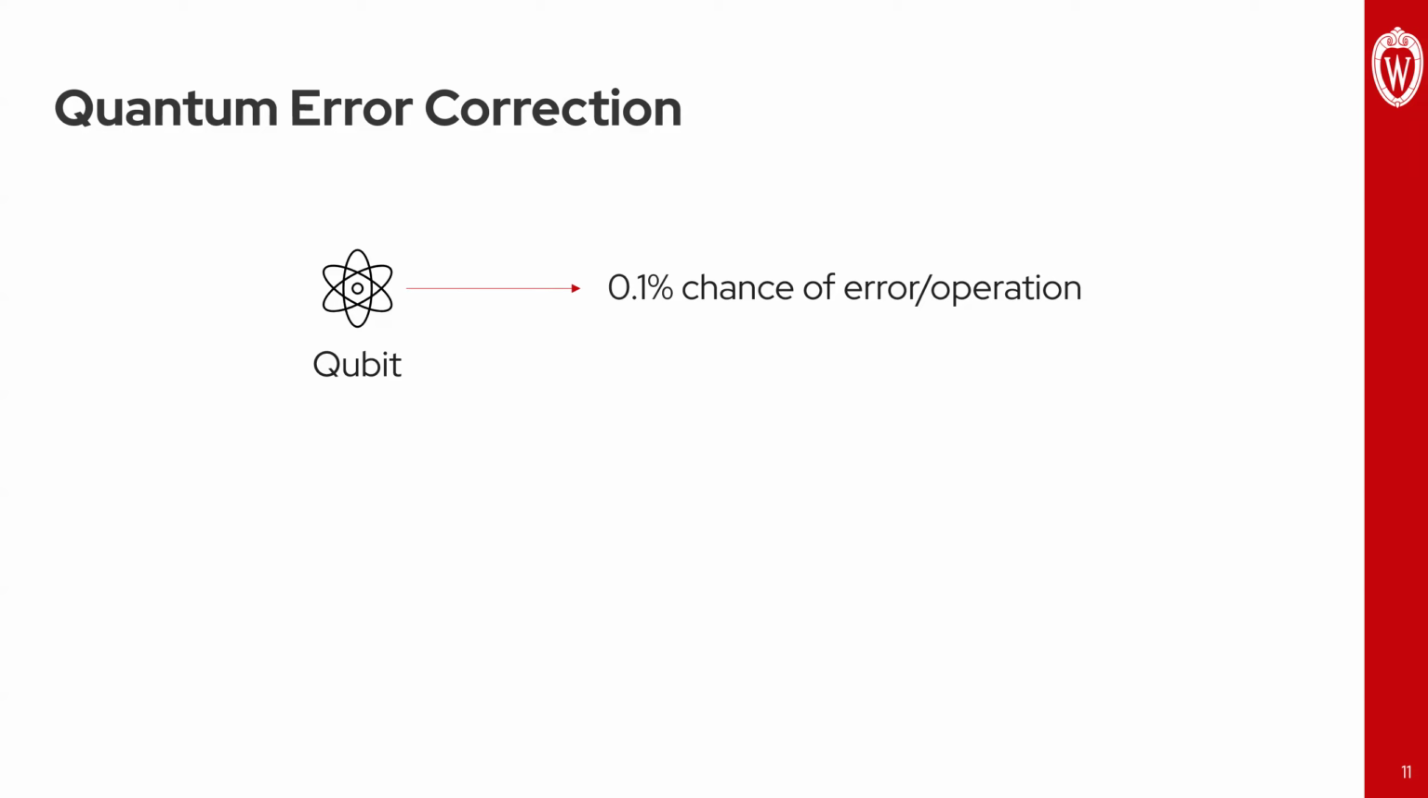Now, we're not there yet. This number is probably 0.5 or maybe 2% right now, depending on who you talk to. But the goal is to get to somewhere close to 0.1% chance of error per operation. So for any operation that you do, there's a 0.1% chance that it fails.